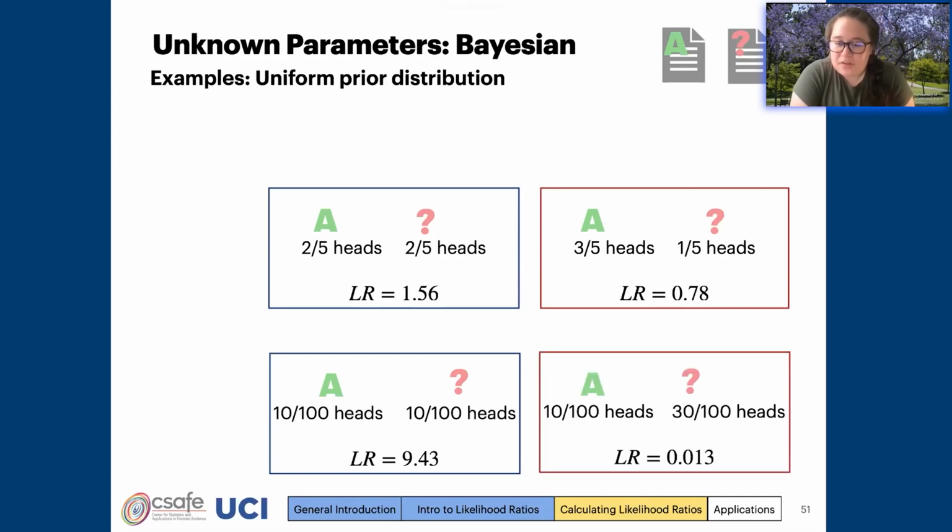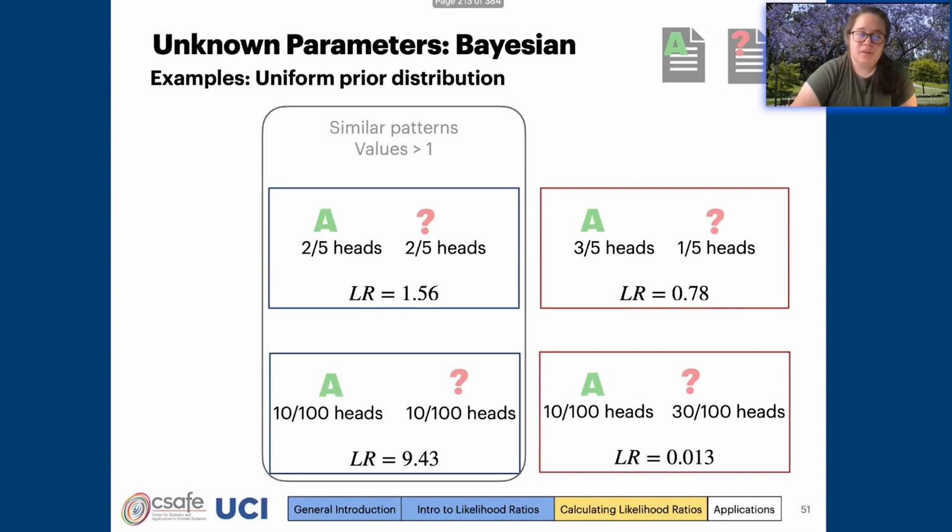And then what if out of the 100 flips, we got different patterns? We had 10 heads still for coin A, but now 30 heads for the unknown source coin. In this case, we'd get a likelihood ratio value of 0.013. So again, less than 1. So as I've pointed out, similar patterns, likelihood ratio values greater than 1.